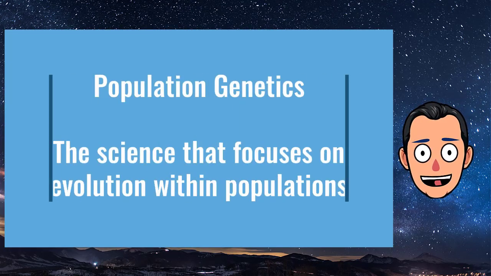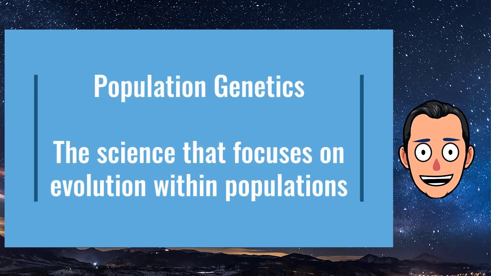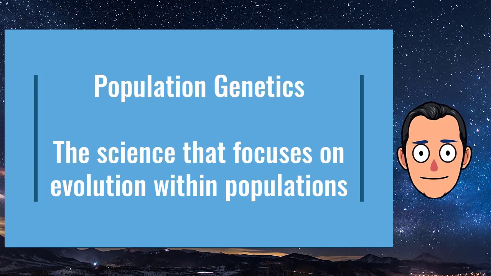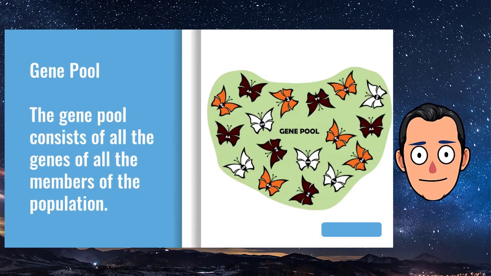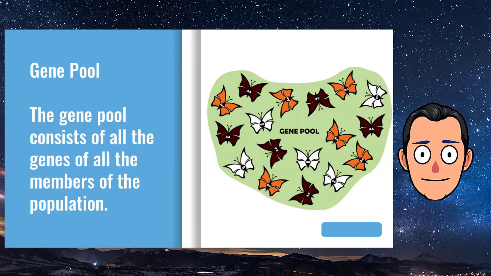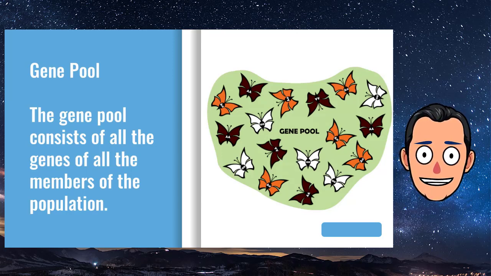The science that focuses on evolution within populations is population genetics. It is a combination of evolutionary theory and Mendelian genetics. The gene pool. The genetic makeup of an individual is the individual's genotype. A population consists of many genotypes. Altogether, they make up the population's gene pool. The gene pool consists of all the genes of all the members of the population.